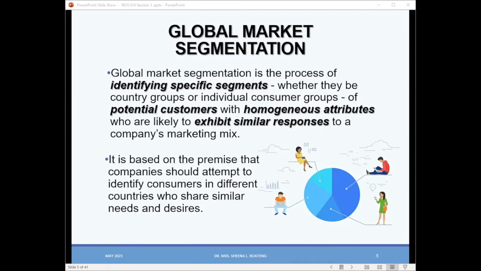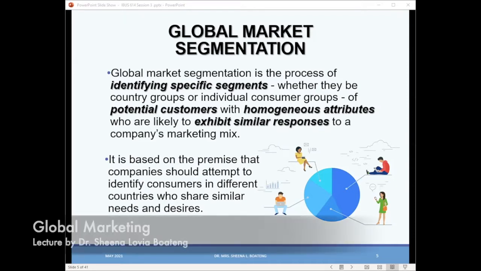So we may either consider them in terms of country groups or individual consumer groups. In the case of global marketing, the focus will be more of individual consumer groups within specific countries or regions, or geographic locations outside of our own domestic or home country, following from the discussions we've had in previous sessions, right? So by identifying these specific segments, the global marketer is trying to look at which of these customer segments are a potential segment that they could serve.